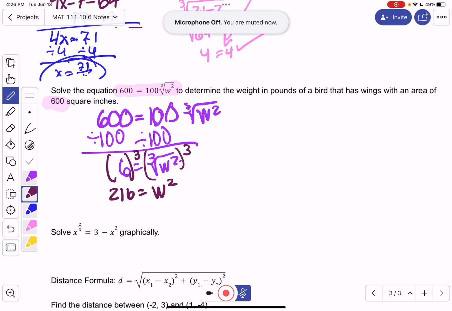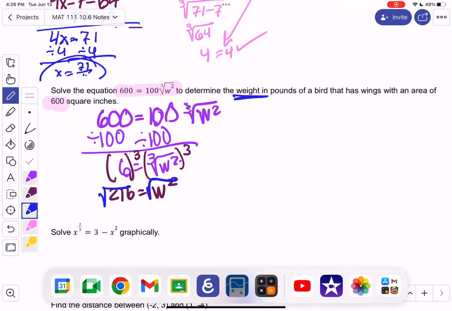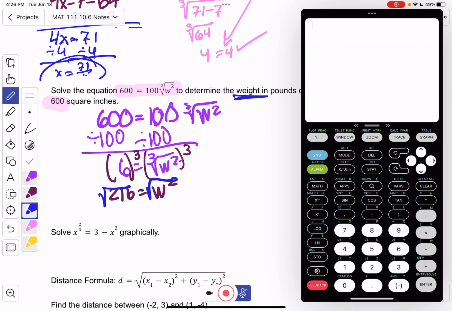And to undo a squared, we take the square root. And since we're looking for an actual weight, we're going to just do the square root. We're not worried about exact answers. So the square root of 216 gives us about 14.7 pounds.